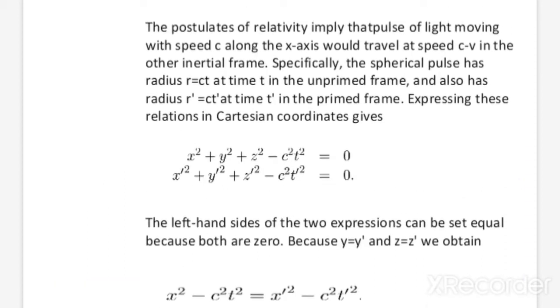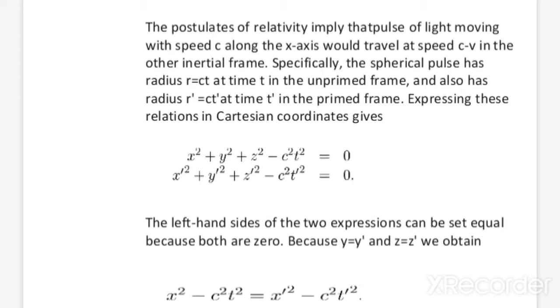Now the postulate of relativity implies that the light moving with speed c along the x direction will travel at speed c in the other inertial frame as well, and it will spread out spherically, so that the radius r is equal to ct for frame of reference S, and the radius r dash is equal to ct dash for the frame of reference S dash, because of the time coordinates t dash and t.